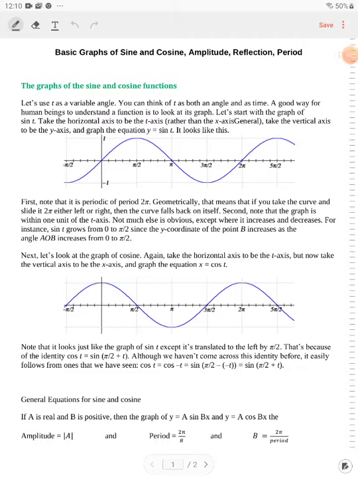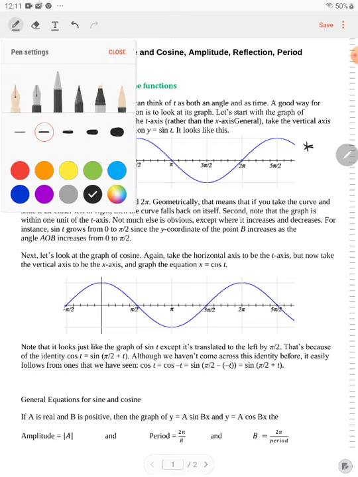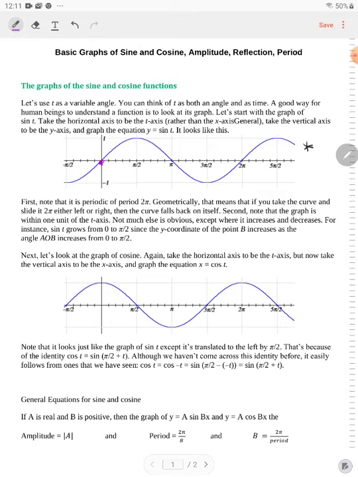We're looking at the basic graphs of sine and cosine: the amplitude, reflection, and period. If you notice in the first picture here, this graph repeats itself. It's called a periodic function. Sine normally starts at 0, 0 here. And a full period is 2 pi.